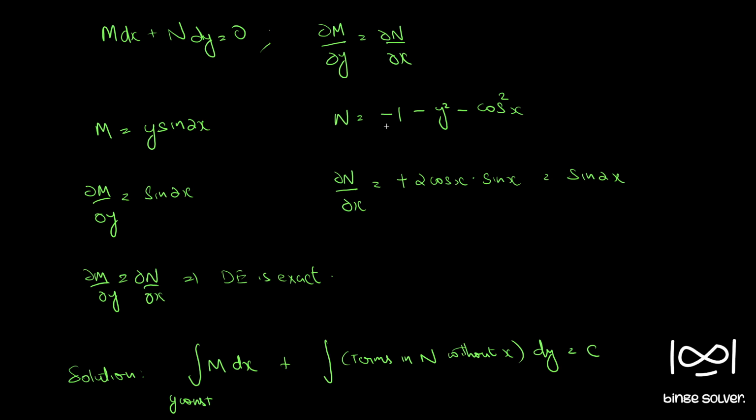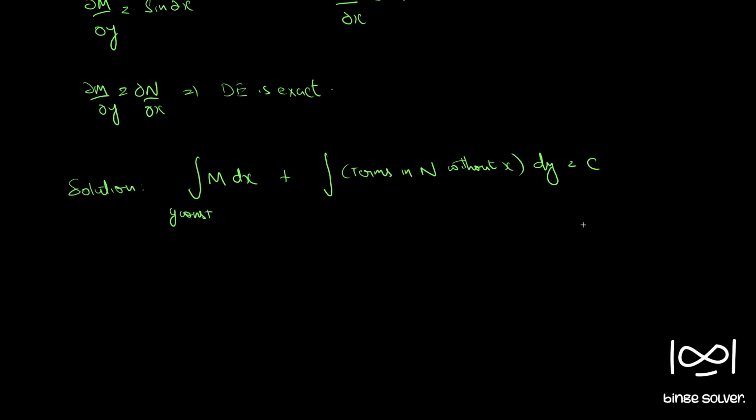Here, if we take N as minus 1 minus y² minus cos²x, the second integral will become integral of minus 1 minus y², as cos²x has x in it, dy. So we get an answer for this. We'll form the second integral like this, and when we integrate, we'll get a particular answer. But here, cos²x can also be written as 1/2 into (cos 2x plus 1).